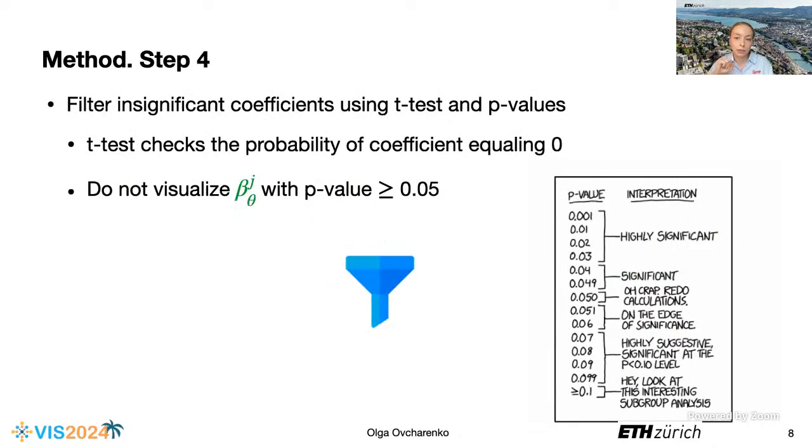The final step, though, is filtering out coefficients that are statistically insignificant. For each coefficient, we perform a t-test and use p-values to find the probability that the coefficient is 0 and does not influence the linear model. So we do not visualize statistically insignificant coefficients, since they do not contribute to our linear model. This is the whole method.